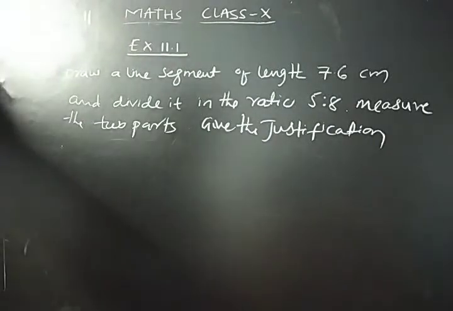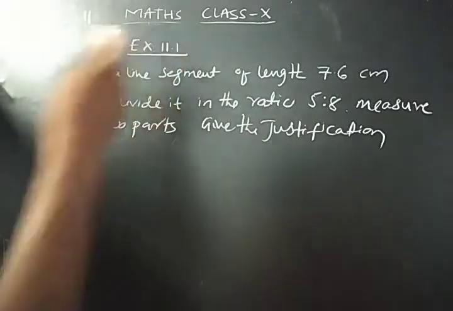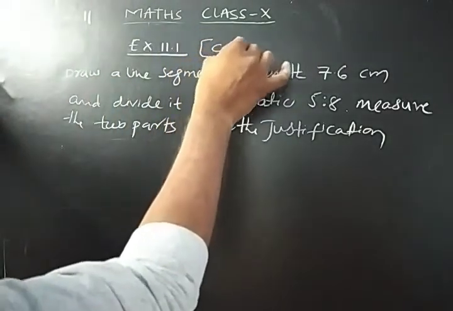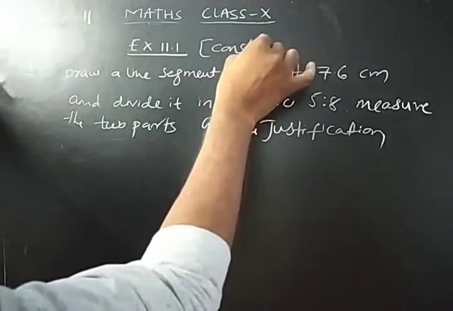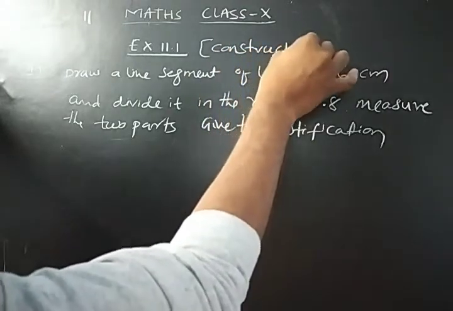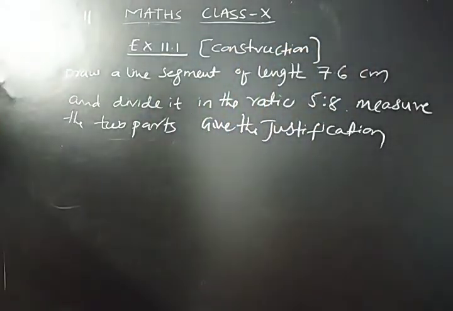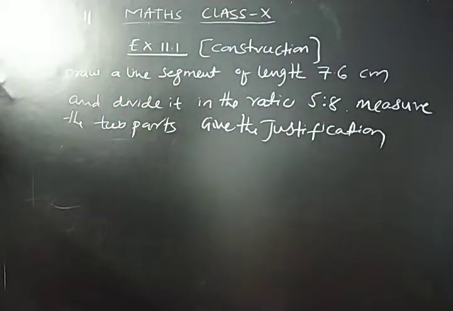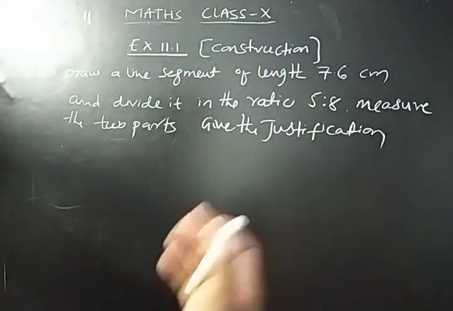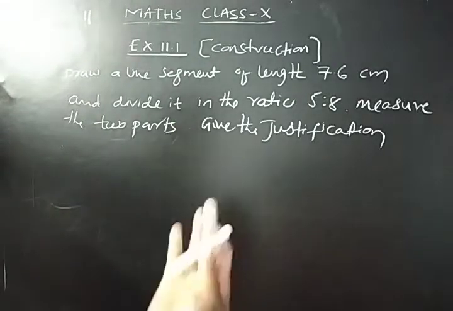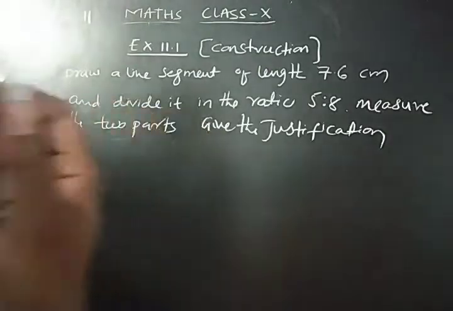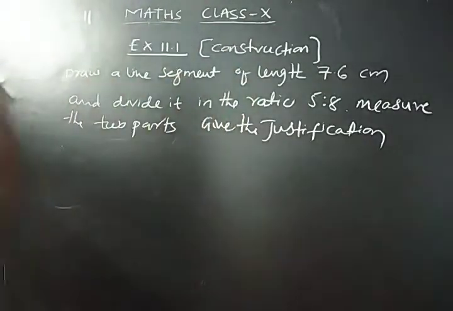Good morning, students. Today we are going to start exercise 11.1 in the chapter constructions. First exercise problems. We studied how to divide a line segment and how to construct a similar triangle to a given triangle with a scale factor, proper fraction and improper fraction. So using that procedure, we can solve the exercise problems.